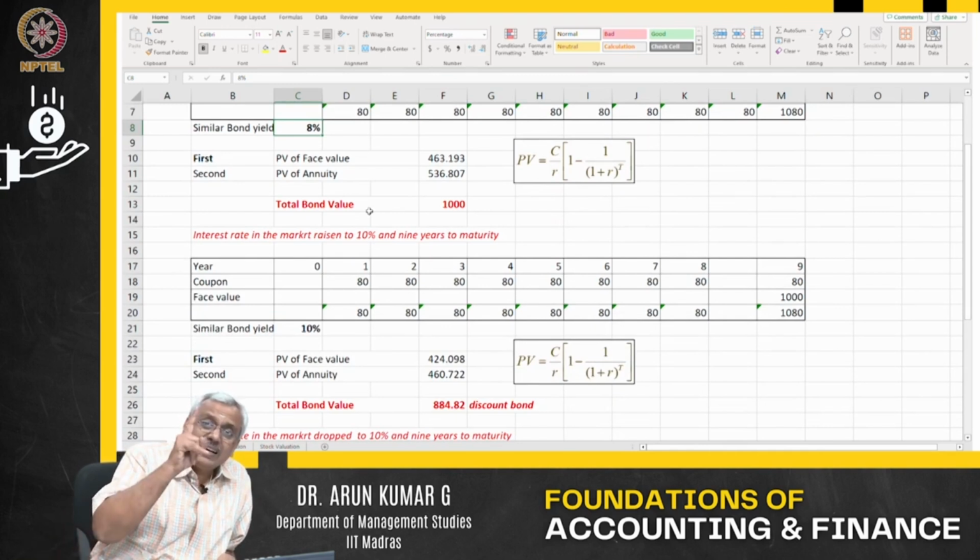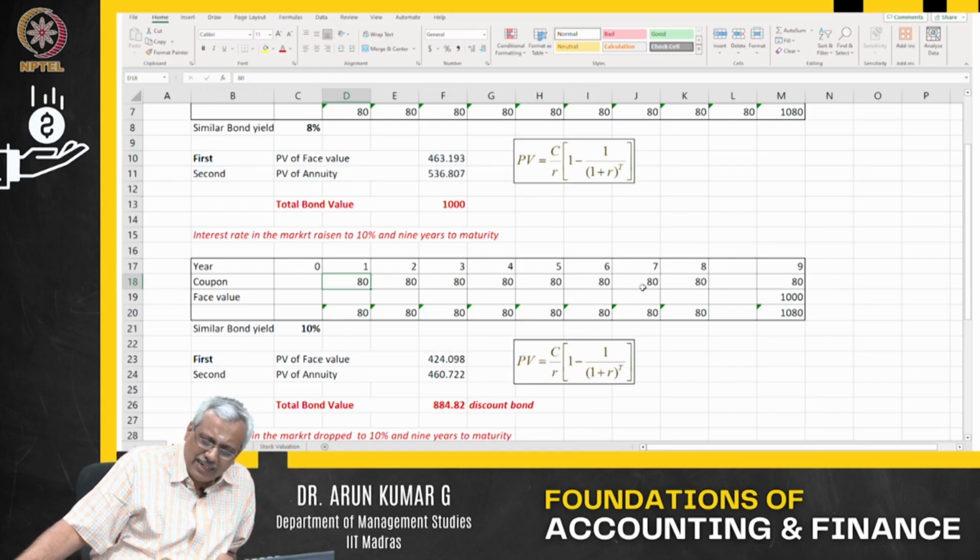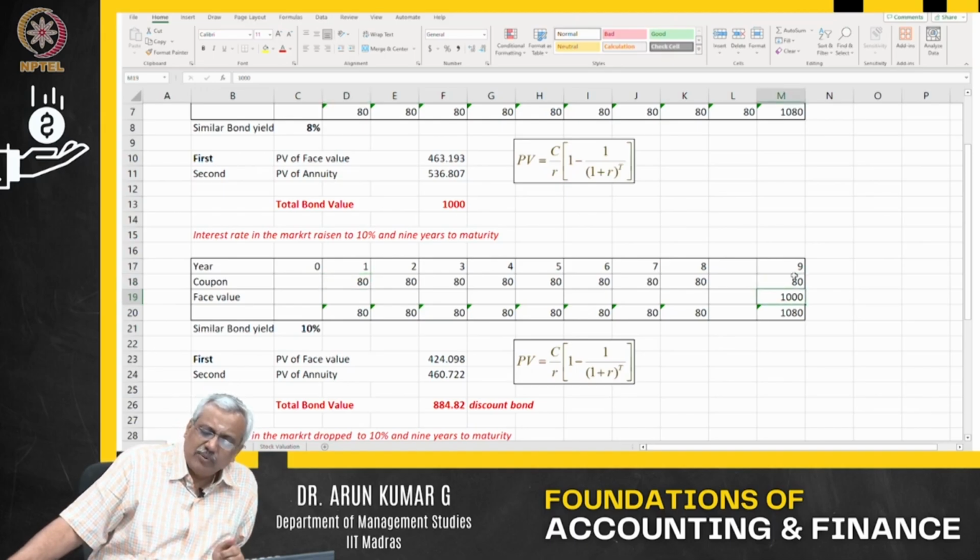But the bond has a life of 9 years. For the next 9 years, you are going to get $80, $80, $80, $80, $80. For the next 9 years, I am going to get $80 on that bond. And in the 9th year, I am going to get $80 plus $1,000. And this is what I am going to get.